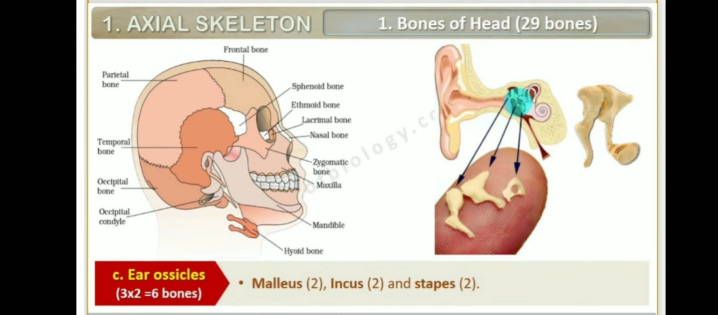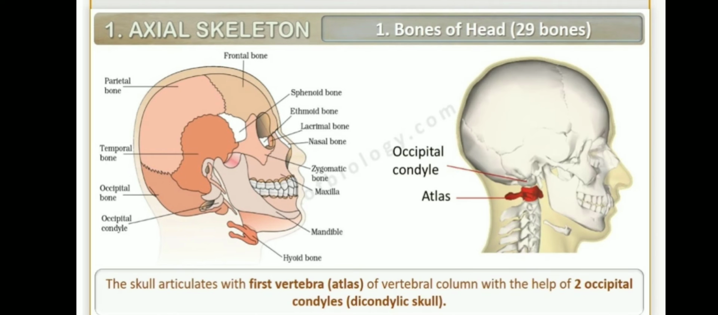Each middle ear contains 3 tiny bones, malleus, incus, and stapes, collectively called ear ossicles. The skull region articulates with the superior region of the vertebral column with the help of two occipital condyles, that is, a dicondylic skull.